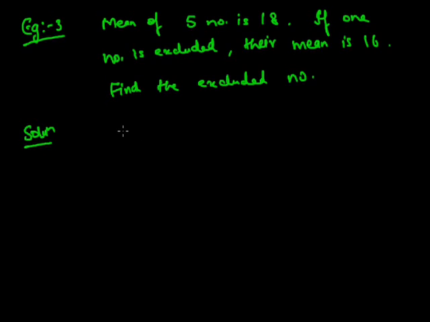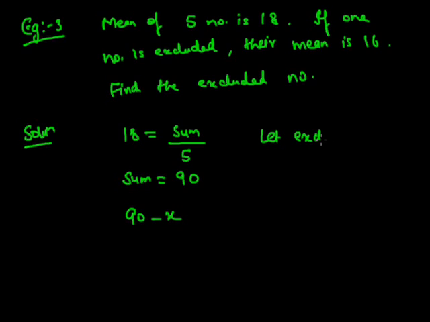As it is given that the mean of 5 numbers is 18, we need to find the sum of the observations, and the numbers given are 5. So in this case the sum will be 18 into 5, that is 90. So the sum is 90 for these 5 observations whose mean is 18. If one number is excluded, then from 90 we are excluding one number. Let the excluded number be x. So as we are excluding one number, we do 90 minus x, the sum of the remaining observations.